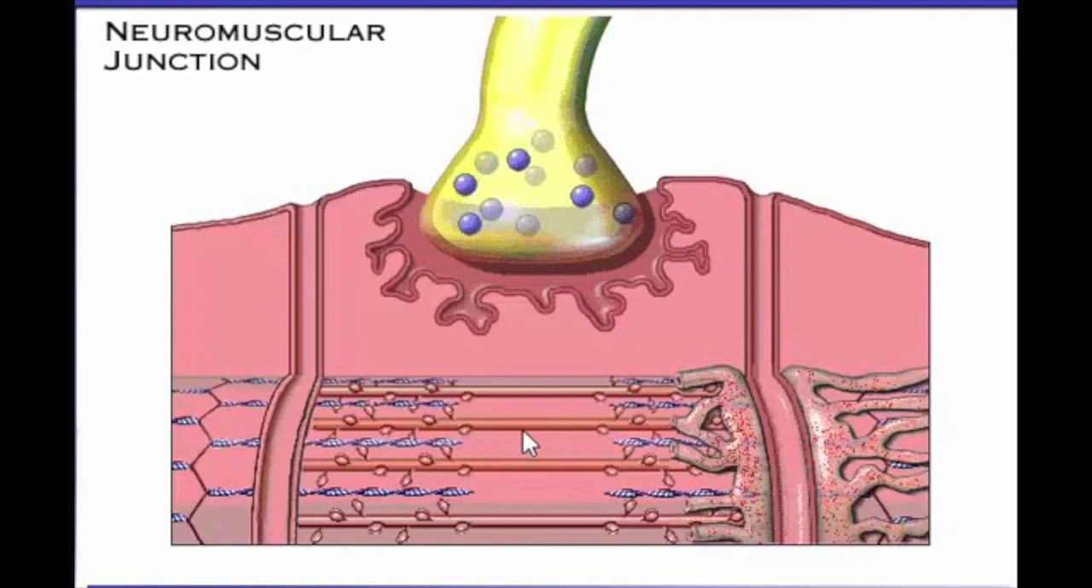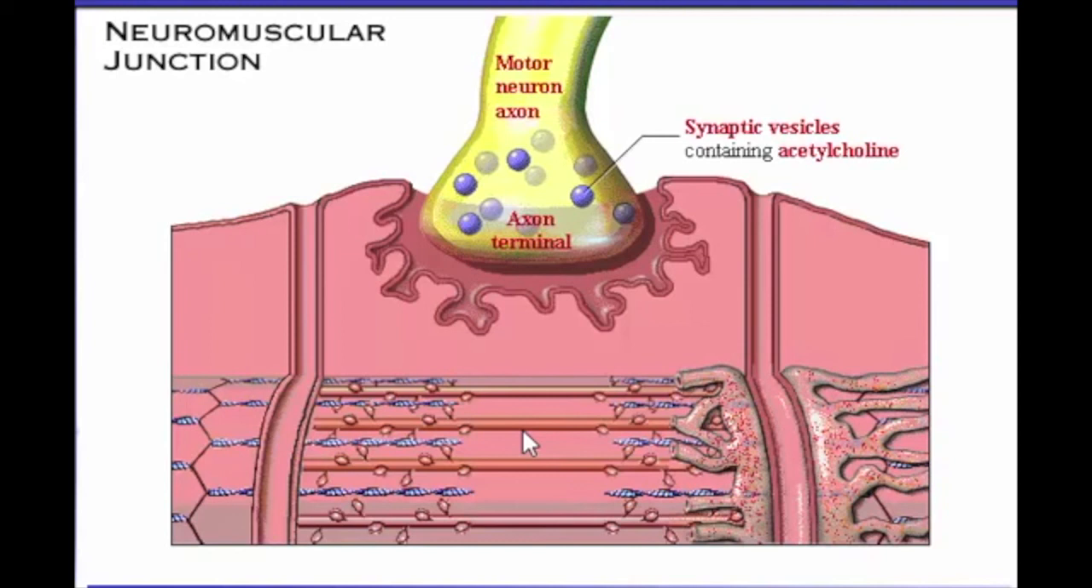Now let's take a closer look at a neuromuscular junction. The swollen distal end of the motor neuron axon is called the axon terminal. Within the axon terminal are synaptic vesicles containing the neurotransmitter acetylcholine. Notice that at the neuromuscular junction, the motor neuron and the sarcolemma of the muscle cell do not actually touch. The synaptic cleft is the space between the axon terminal and a folded region of the sarcolemma called the motor end plate, highlighted here in red.